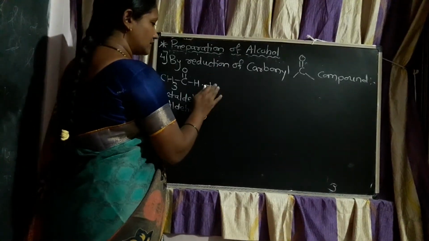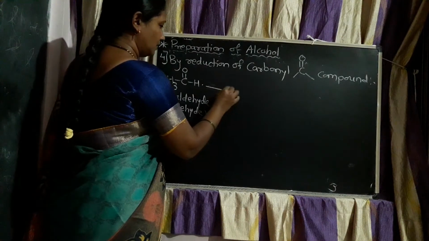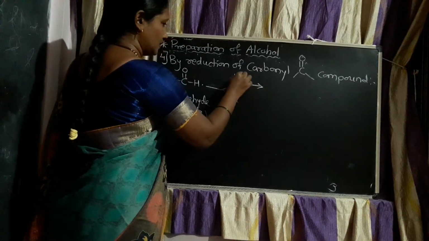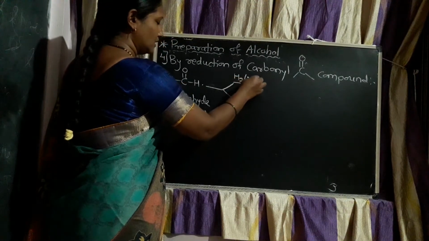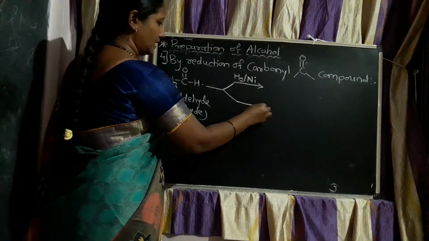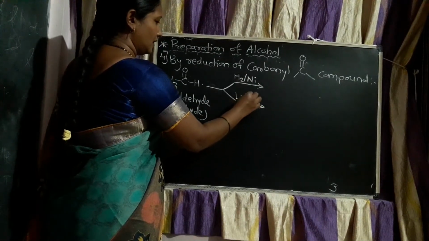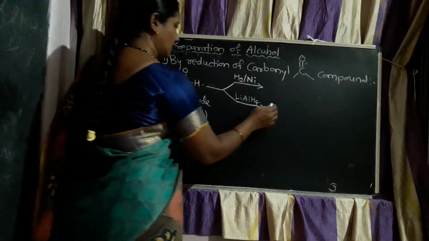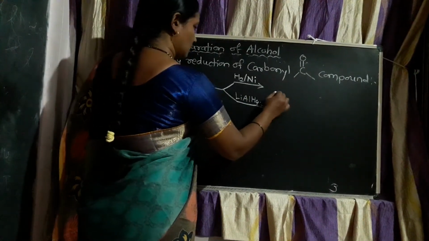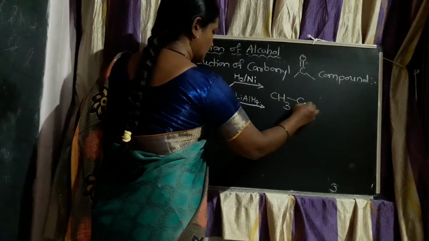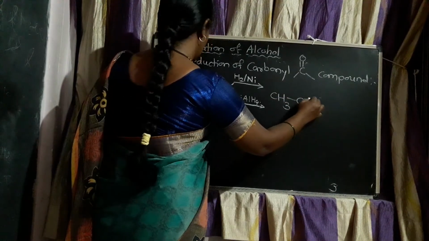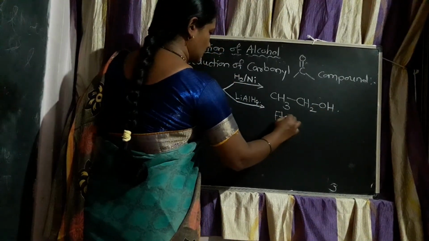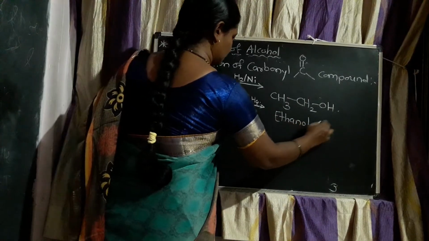Which on reduction by two methods: first one in the presence of hydrogen and nickel, or second one in the presence of LiAlH4. Then it forms the primary alcohol, CH3CH2OH. This forms the primary alcohol.